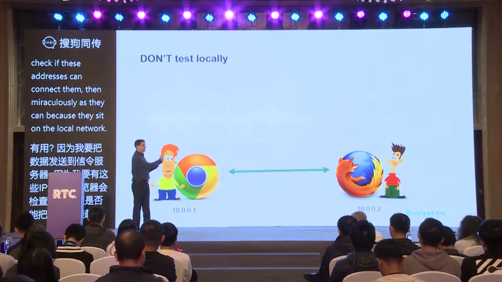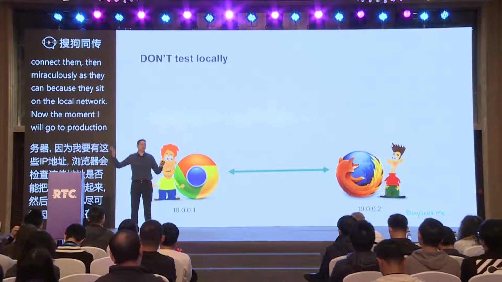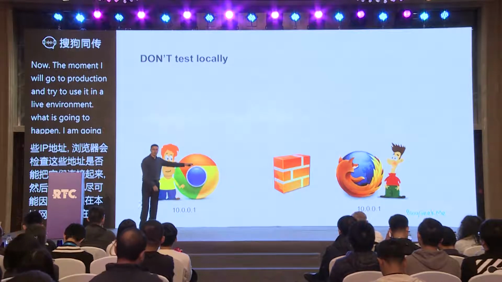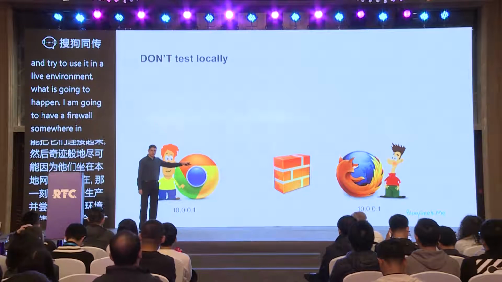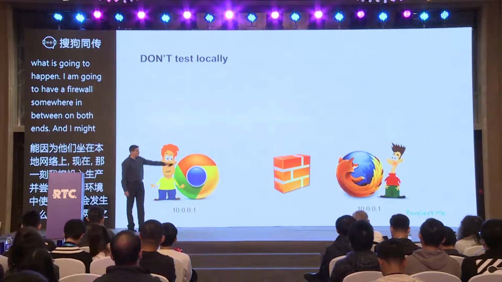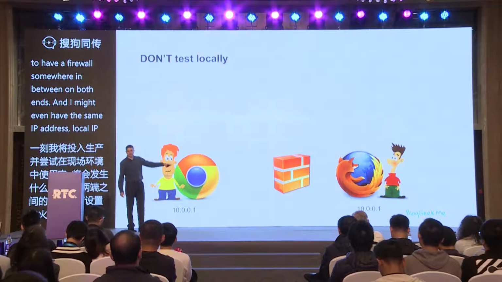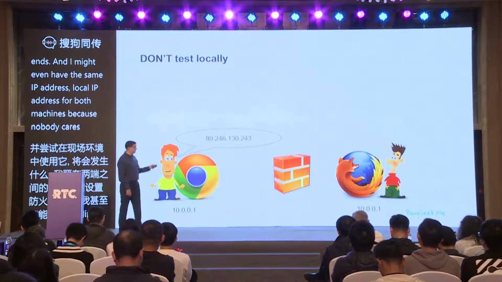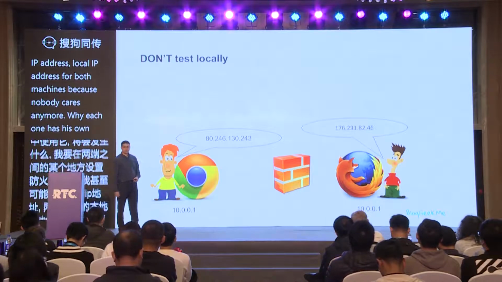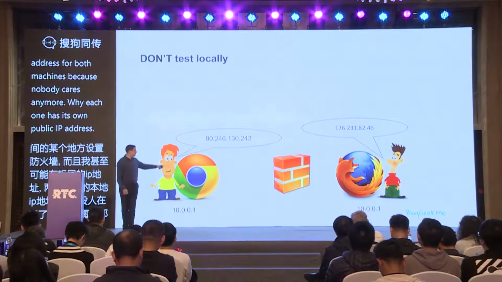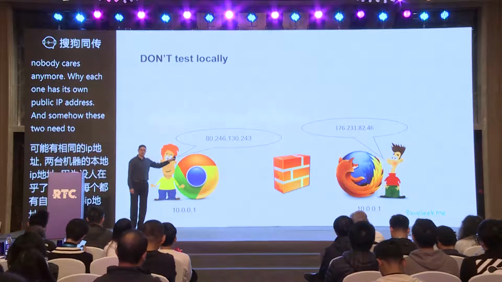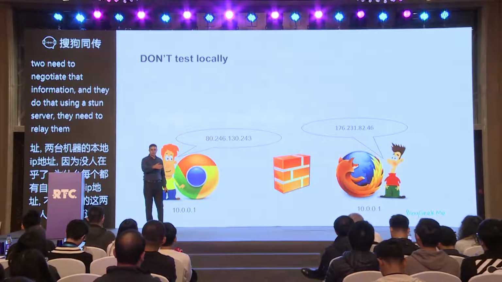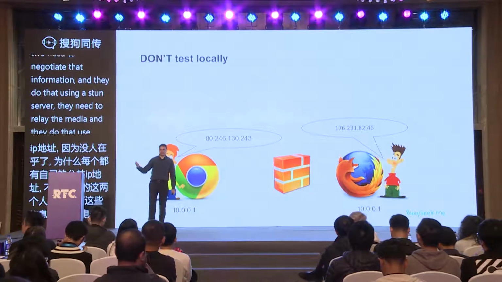Now, the moment I go to production and try to use it in a live environment, this is what is going to happen. I'm going to have a firewall somewhere in between, on both ends. And I might even have the same local IP address for both machines, because nobody cares anymore. Why? Each one has its own public IP address. And somehow these two need to negotiate that information. And they do that using a STUN server. They might need to relay the media. And they do that using a TURN server.